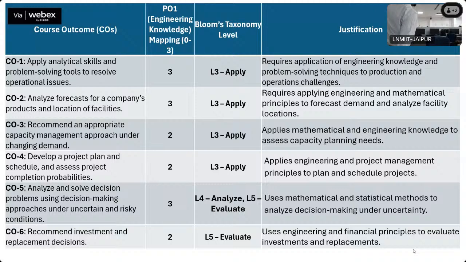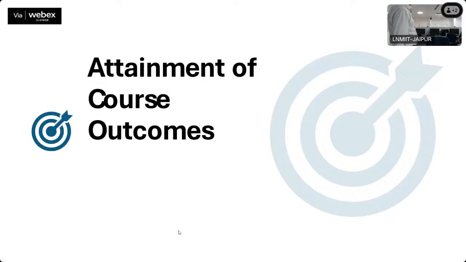Bloom's taxonomy L3 apply. Verb, whatever verb I have used, apply verb, and justification I have to write. Requires application of engineering knowledge and problem solving techniques to production and operational challenges. Due to this, I can say that I am giving 3 as the COPO mapping for CO1 to PO1. Similarly, for all 6 COs, you have created this kind of mappings, and according to that, finally you will create the COPO course articulation matrix. That is clear to everyone.